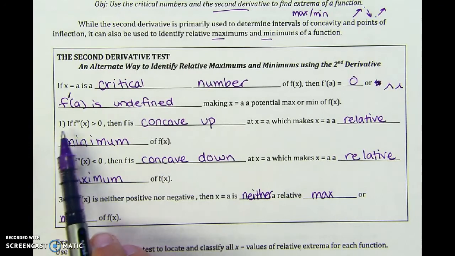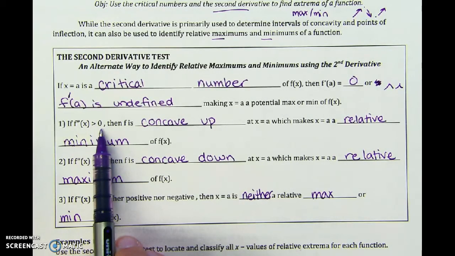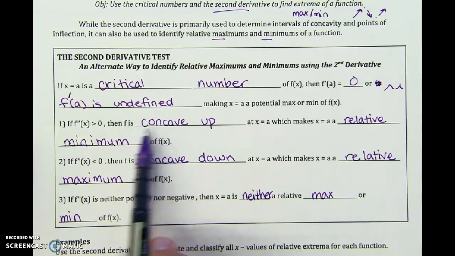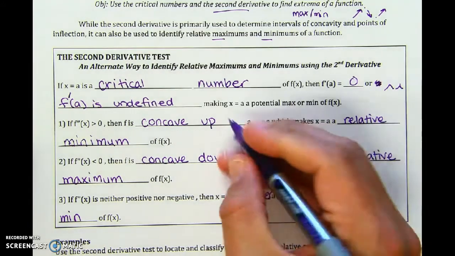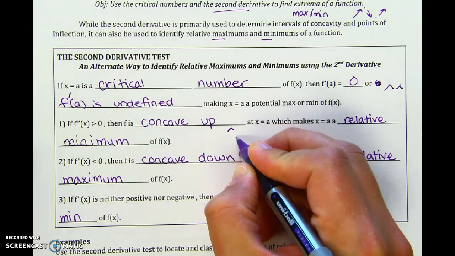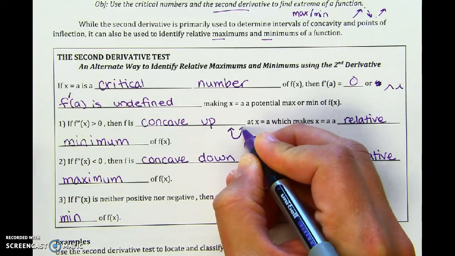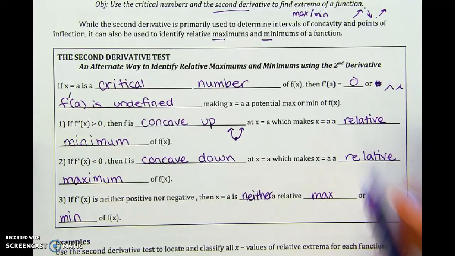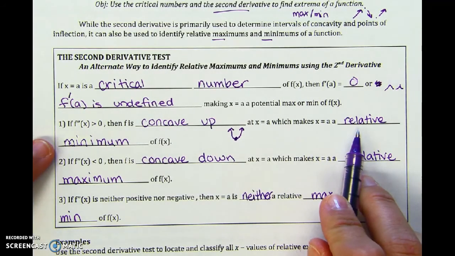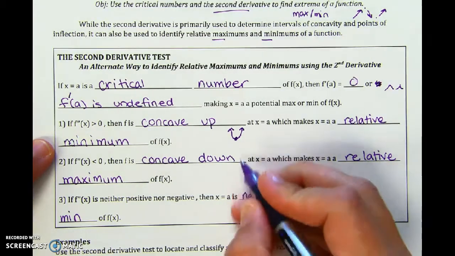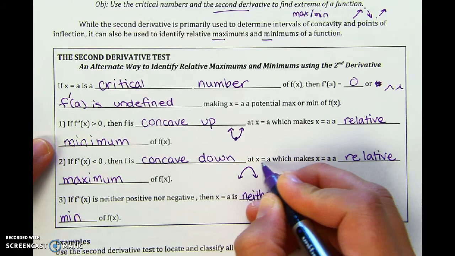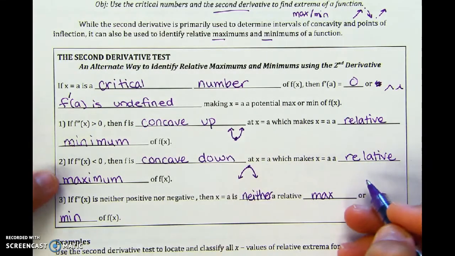Ready? If the second derivative is positive, then we know f is concave up. Don't say it. F is concave up. Now think about this. You ready? If the second derivative is positive and you have concave up, what does that make this point? That makes a relative minimum, right? And if your function is concave down at a, then what do you have? You have a relative maximum.